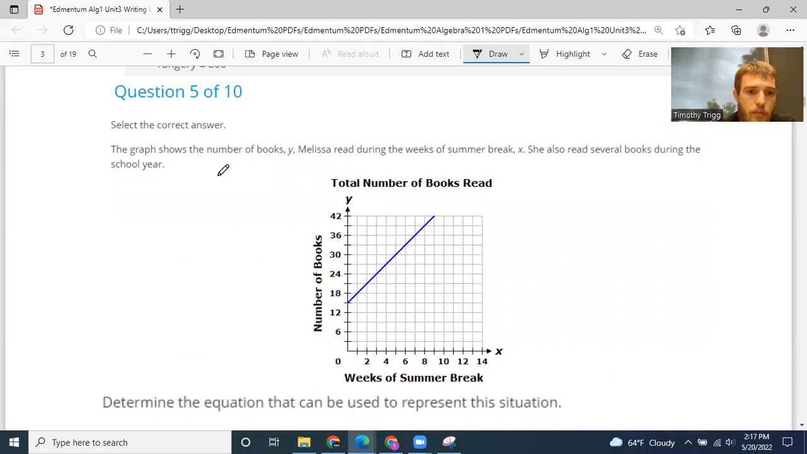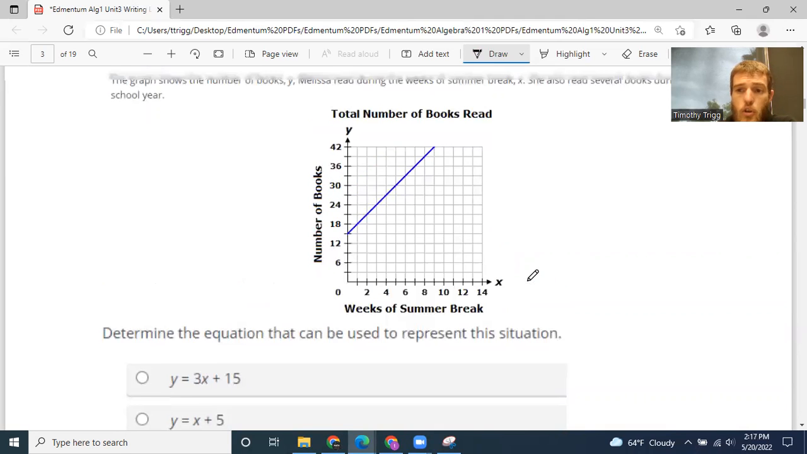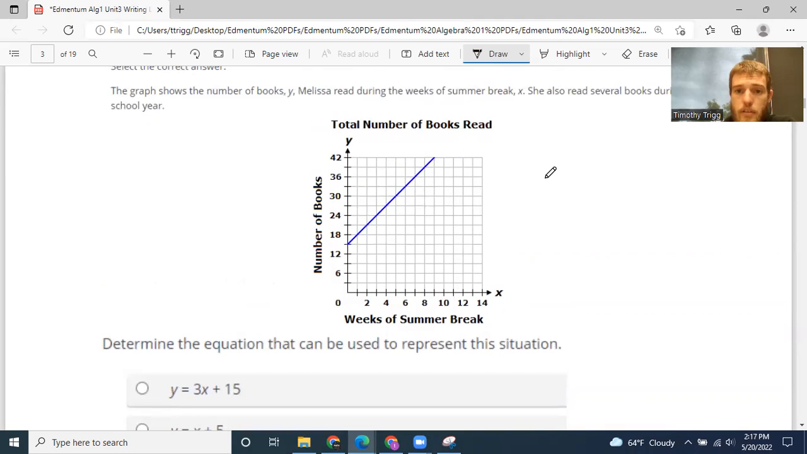Okay, question 5. The graph shows the number of books Melissa read during the weeks of summer break. She also read several books during the school year. Determine the equation that can be used to represent this situation. So we just want to find the equation for this line. So it's y equals mx plus b. So we want to find the slope, and we also want to find the y-intercept.